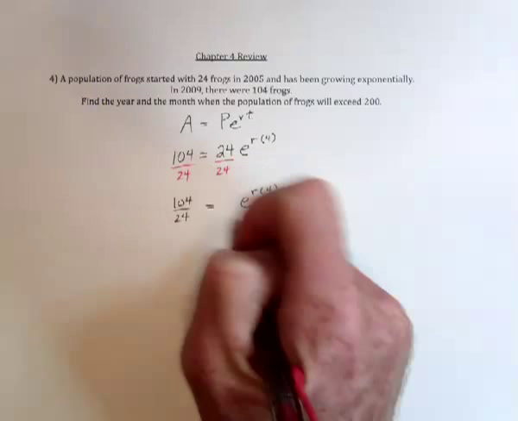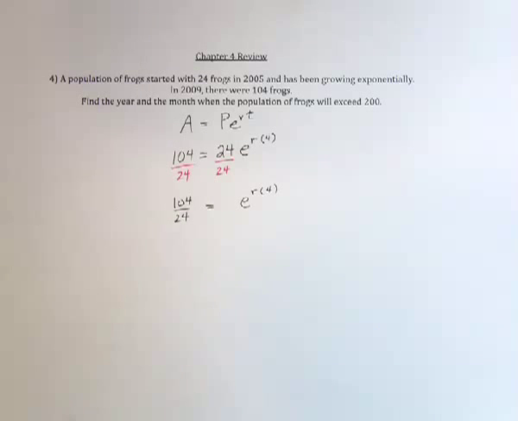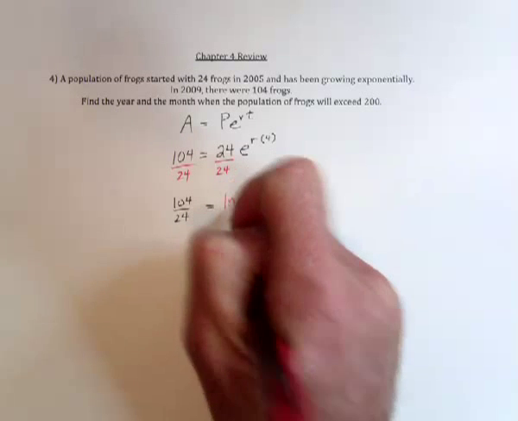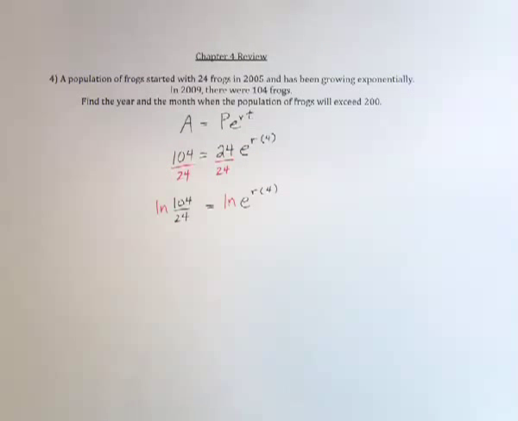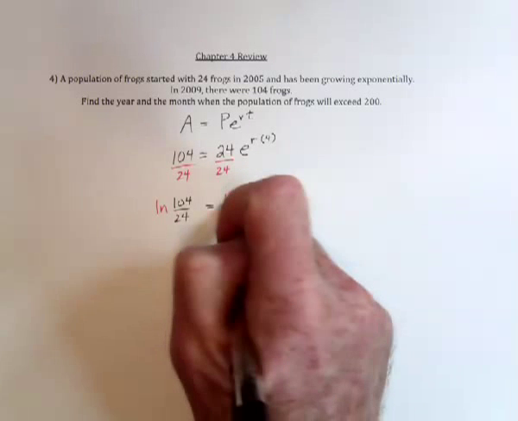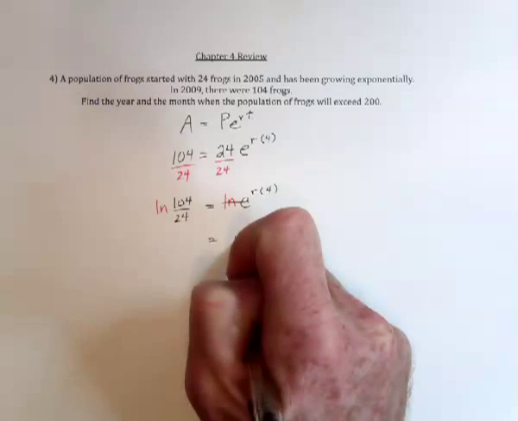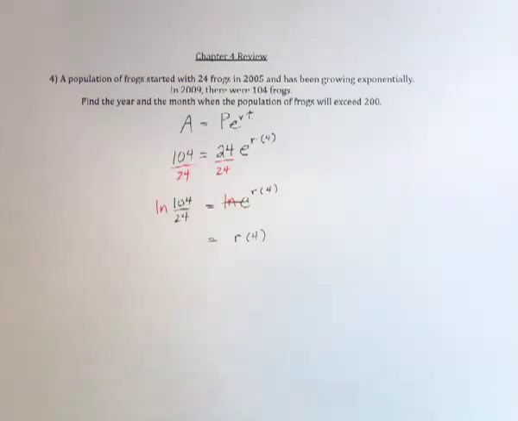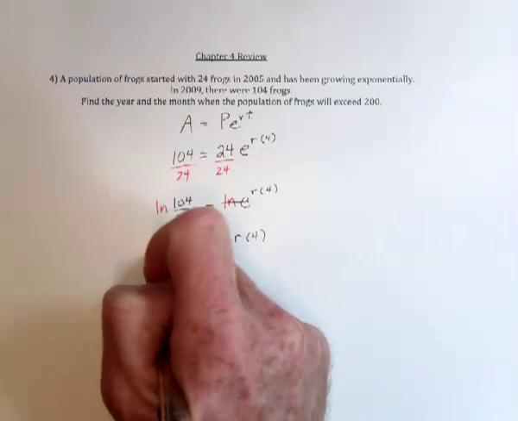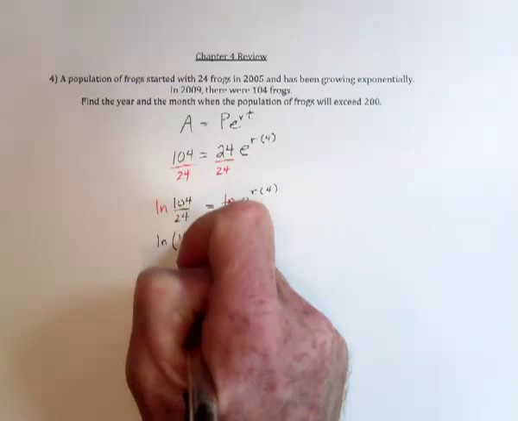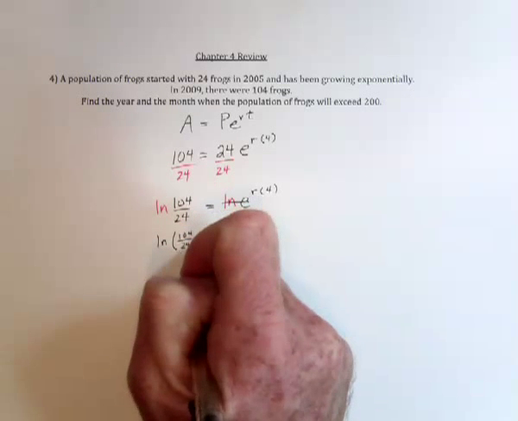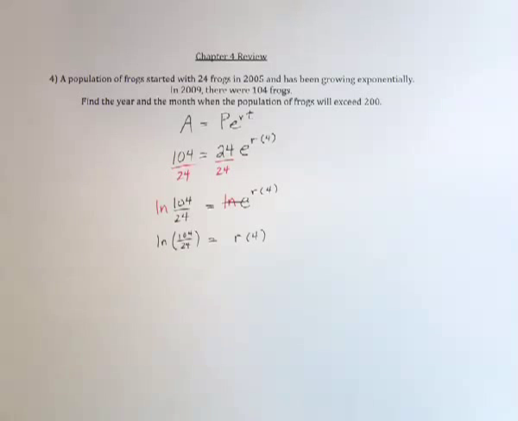So the next thing to do is use the opposite of the exponential function, which is the natural log function. Do that on both sides. And these are going to cancel, leaving just the exponent r times 4. And on this side we have the natural log of a fraction, 104 divided by 24. And then to solve for r, just divide by 4.